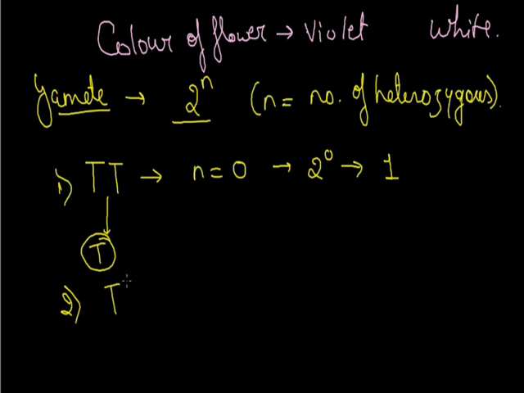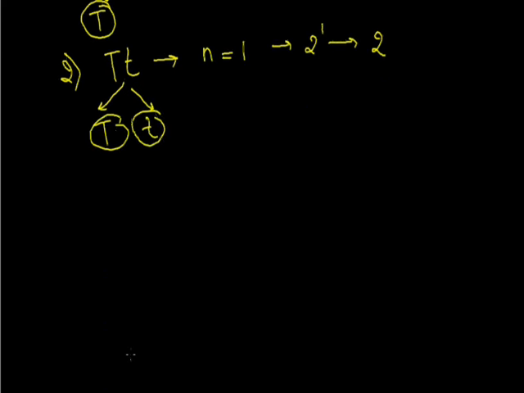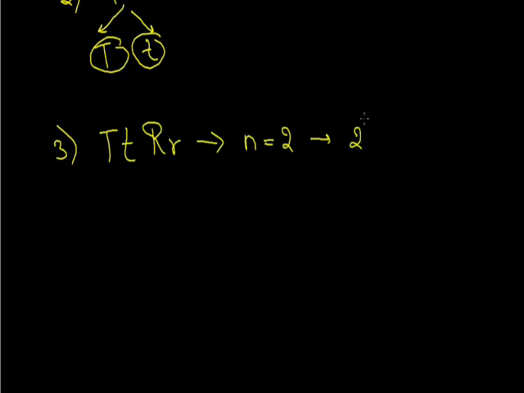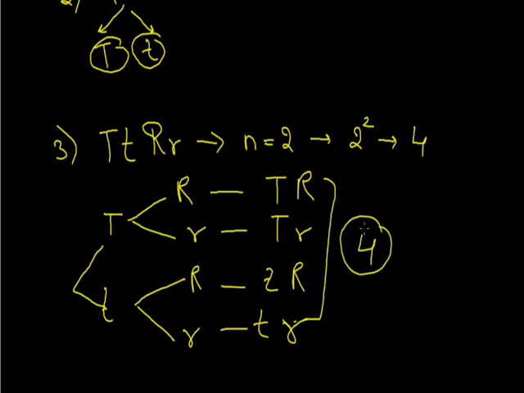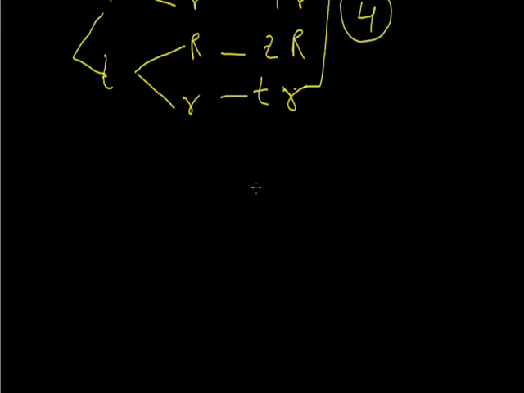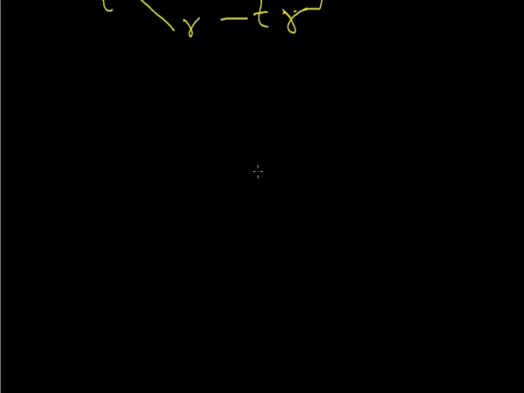Next, if we take a heterozygous condition, then here the number of heterozygous is 1 and the number of gametes formed is 2. So it will form 2 gametes, capital T and small t. Similarly, if we take gamete formation for capital T and small t, capital R and small r, it forms capital T capital R, capital T small r, small t capital R, and small t small r. These are the four gametes which are formed like this. You can practice further by putting the heterozygous number in this formula.